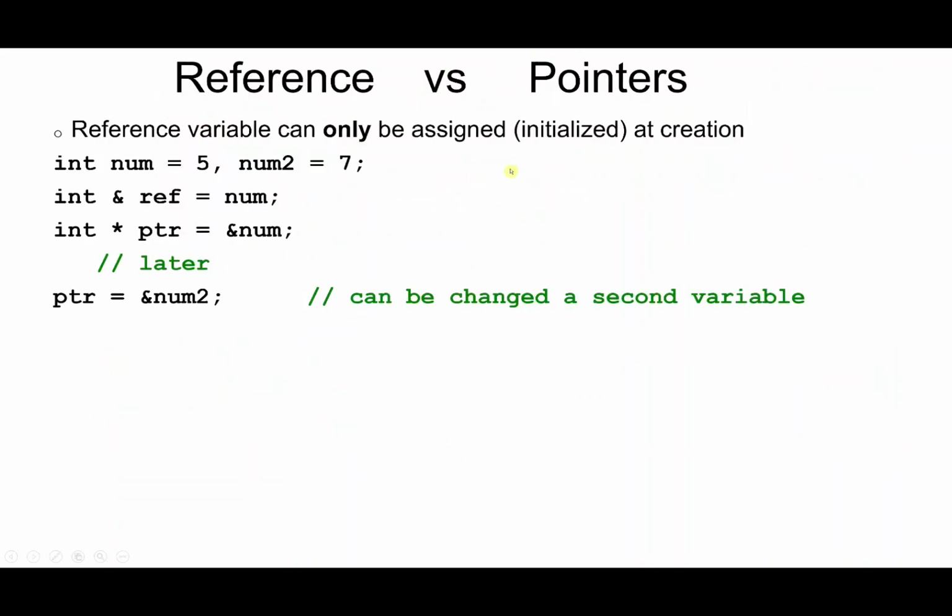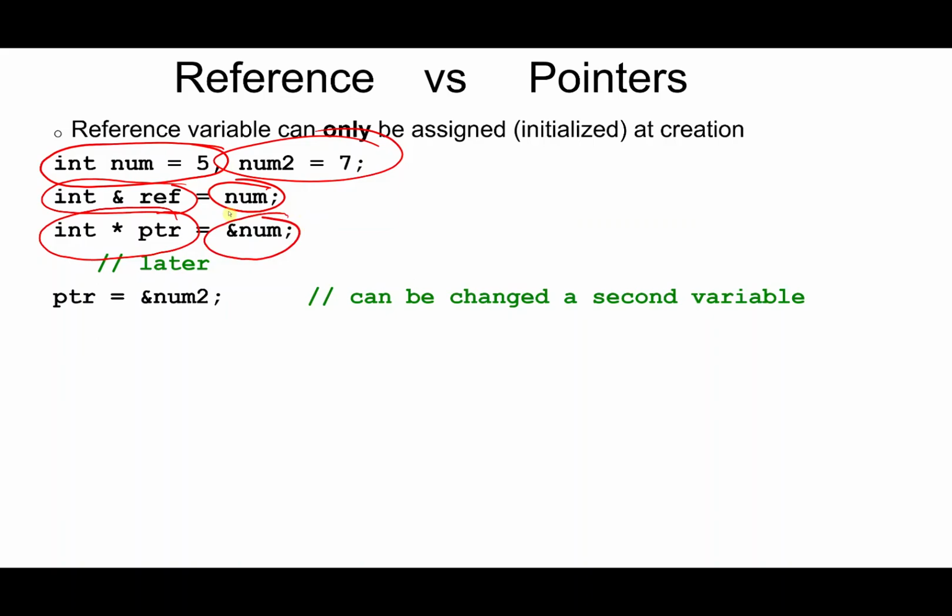Okay, so reference versus pointers. Reference variables can only be assigned or initialized at creation time. So if you have variable int num equals 5, num2 equals 7, and when you create a reference, int ampersand ref, you just give it num. You just give it the variable, not the address of a variable. But if you create a pointer, we store addresses inside. So you give it address of num.